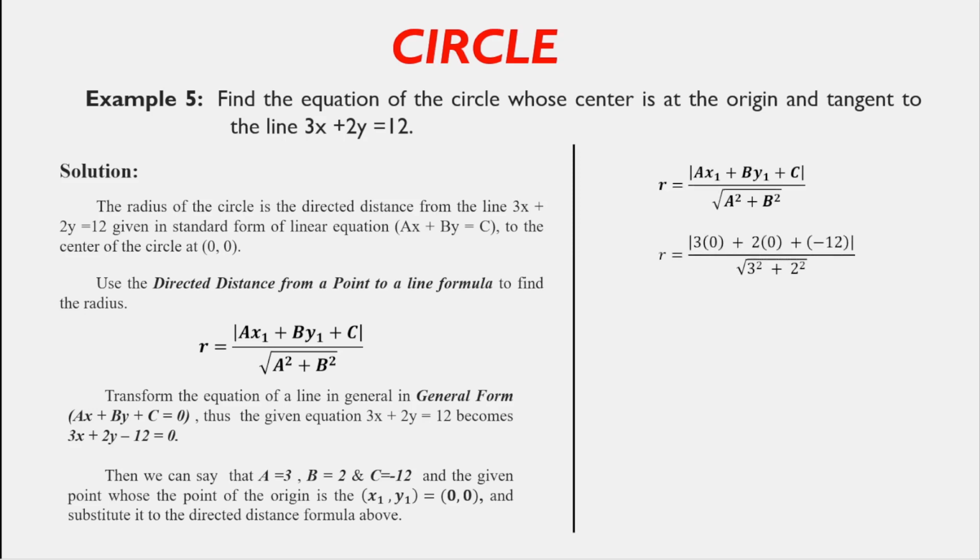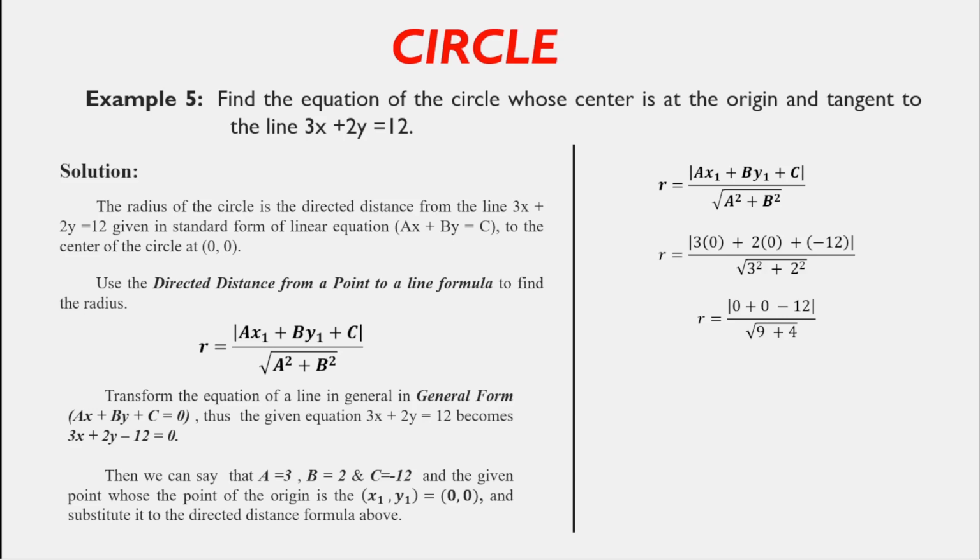So when we substitute the value for a, which is 3, and our x sub 1, which is 0, plus our b is 2, our y sub 1 is equal to 0, plus our c is negative 12. Divided by the square root of a squared, that is 3 squared, plus b squared, that is 2 squared. As we simplify further, 3 times 0 is 0, 2 times 0 is 0, then copy negative 12.